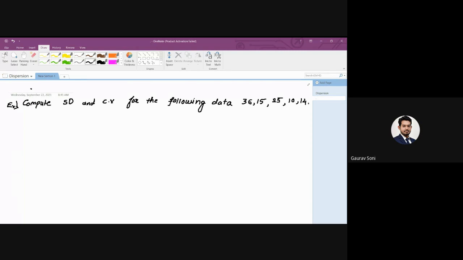First of all, quickly, what is the formula for standard deviation? And the other one, coefficient of variation. Quickly, who's going to answer this?